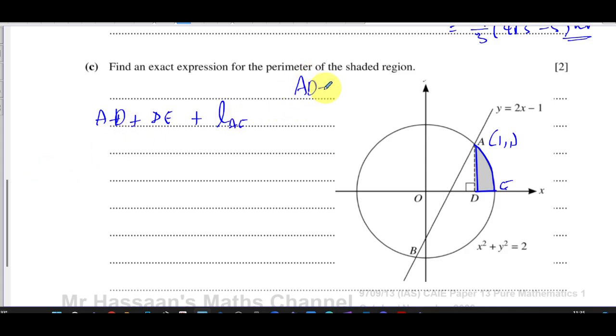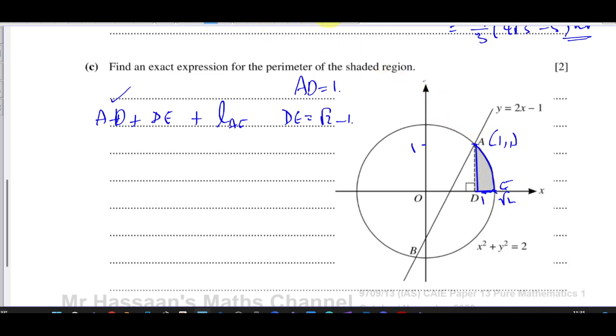So we know that AD is equal to 1 because the y coordinate of A is 1. Okay, now DE is the length of this line. Remember, this is root 2, this is 1. So DE is going to be root 2 minus 1. Root 2 minus 1 will be this length over here. That's why it says exact expression, because there's going to be root 2 in it. And then we have the length of the arc between A and E.